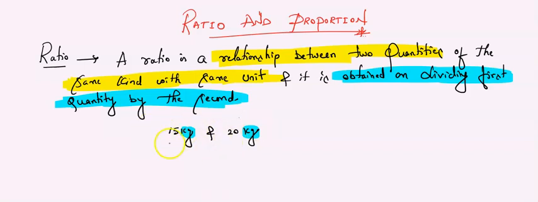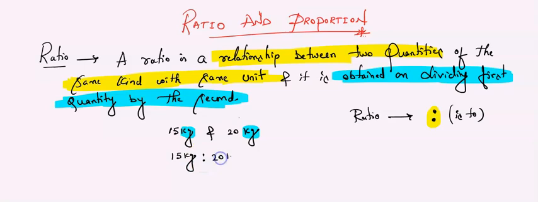Now, first let me see what a ratio is. I want to find the ratio between 15 kg and 20 kg. This can be written as 15 kg. Remember, my dear students, ratio is denoted by the symbol "is to". You have to write this symbol. So this is the symbol of ratio. So 15 kg is to 20 kg.